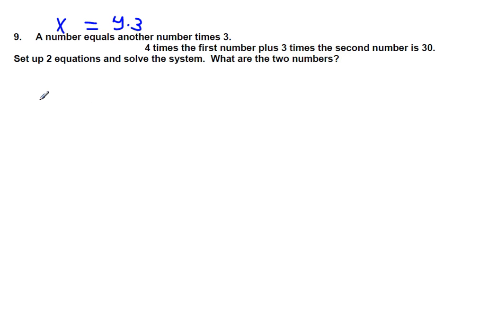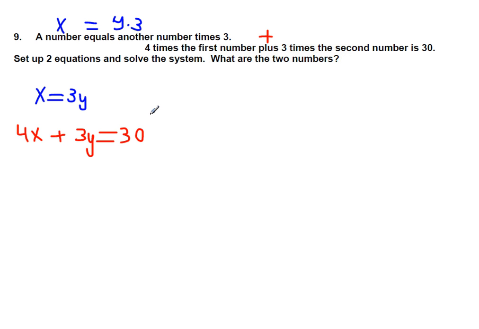Great. So that is our first equation. I'm just going to write it down here. I'll change that to 3y instead of y times 3. All right, then we have another equation. 4 times the first number. Well, our first number was x, so 4 times the first number would be 4x. Plus 3 times the second number is 30. So we're just kind of translating word for word, number for number there.